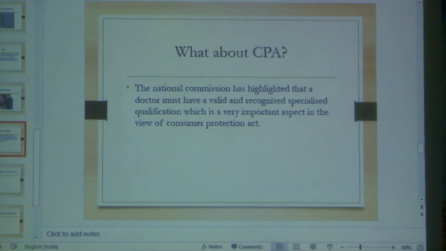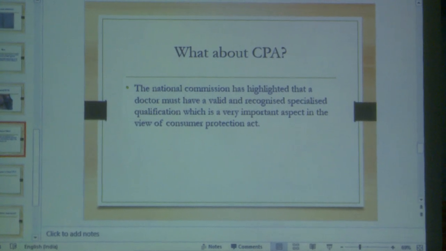Regarding one point about the CPA, the Consumer Protection Act: as ophthalmologists, my practice is that if I do any endonasal DCR, I always have one surgeon, either as a second surgeon or an assistant, who should be an ENT surgeon, to avoid the Consumer Protection Act. We don't know what will happen.